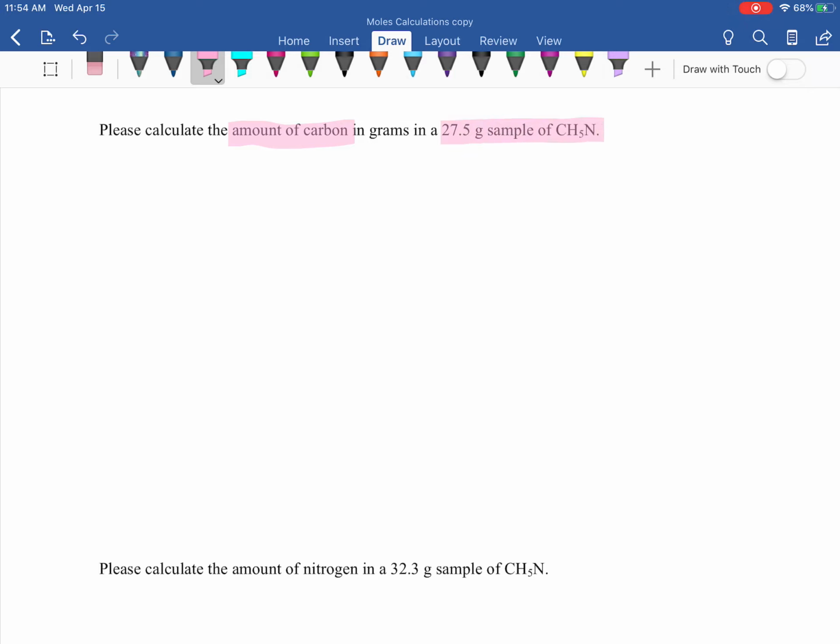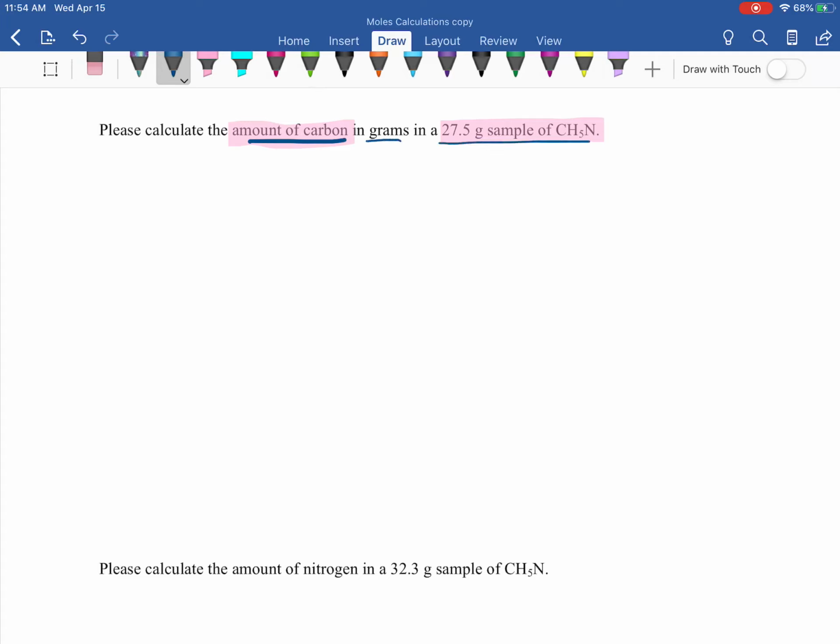How much carbon is actually in that sample of methylamine? Now, don't go Googling methylamine too much. It's actually illegal. So don't go try to buy it. And you would actually be needing it for the nitrogen. So let's actually calculate carbon instead. Let's keep it on the legal side.